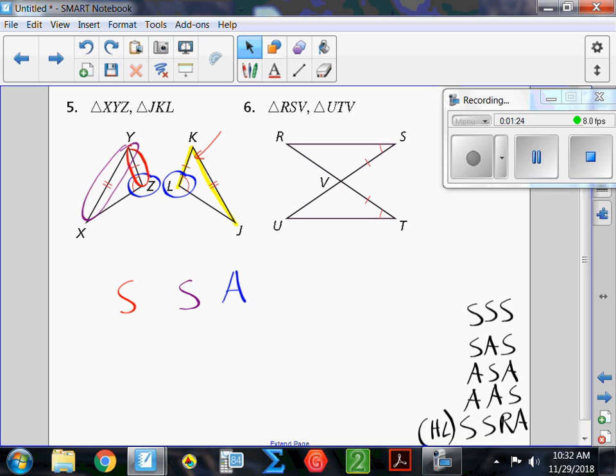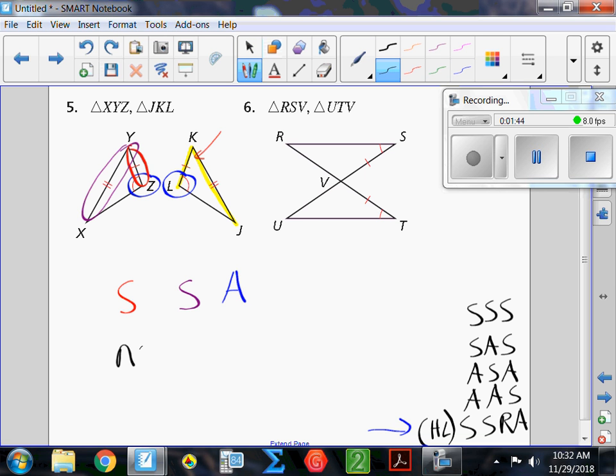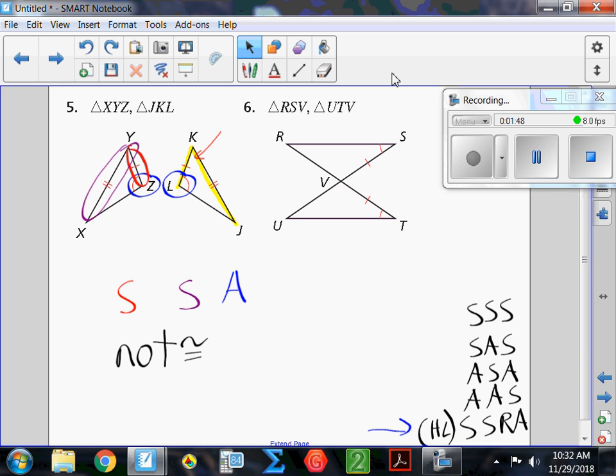Side-side-angle, if you look at the bottom right, is not one of your options. Side-side-angle is not guaranteed to work. You cannot use it as a congruence theorem unless, I drew an arrow down the bottom, unless you have a right angle. But angle L and Z are not told to us to be right angles. So number 5, the answer is no. You cannot determine if they are congruent. There is not enough information to determine that they are congruent. Or they're not congruent based on the information you have.